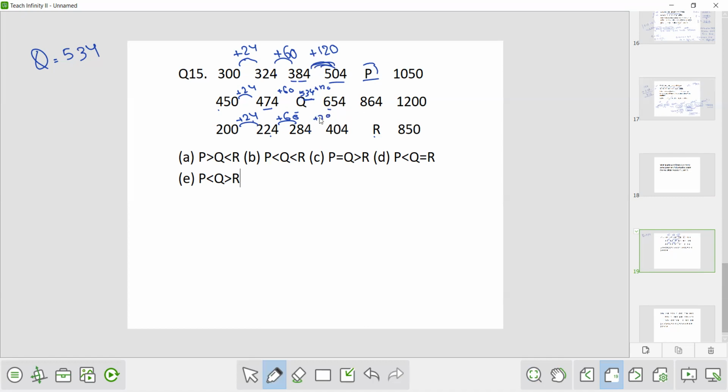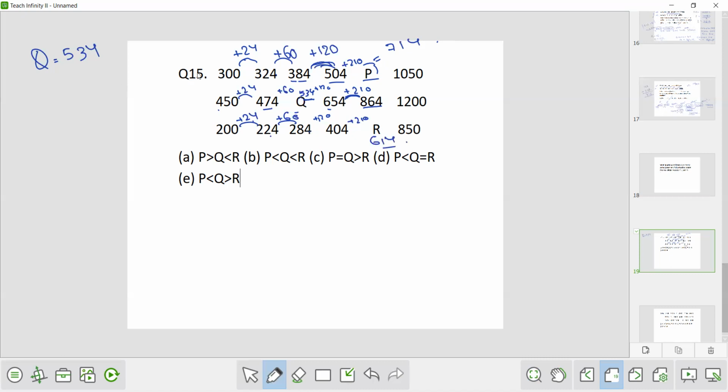Now if this is plus 120, here you will find that 654 and 864, this is plus 210. So you will apply the same logic here itself. 504 plus 210, that will be your P. So P will come out to be 714, and you will apply the same logic over here, plus 210. So you will get R will be 614.